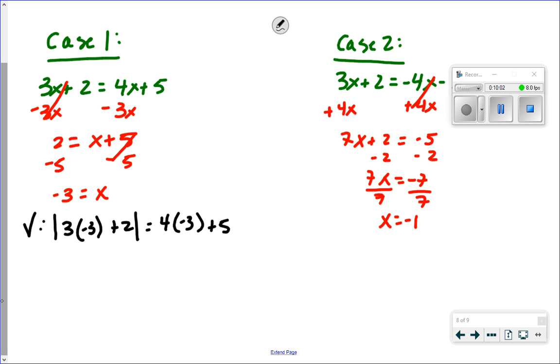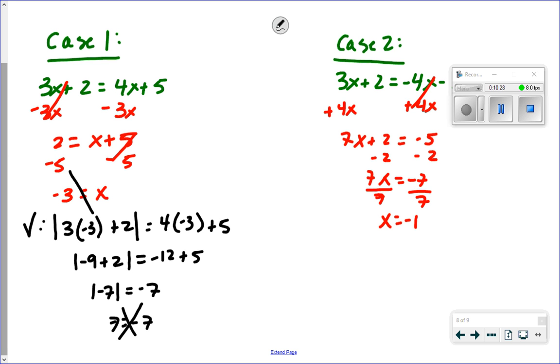So 3 times negative 3 is negative 9. 4 times negative 3 is negative 12. All right, negative 9 plus 2 is negative 7. Negative 12 plus 5 is negative 7. Now the absolute value bars are there, so this needs to go a step further. What's the absolute value of negative 7? 7. Does 7 equal negative 7? No. So that means we cross this one out. Even though we did the whole process right, negative 3 is not a true solution for this absolute value equation.